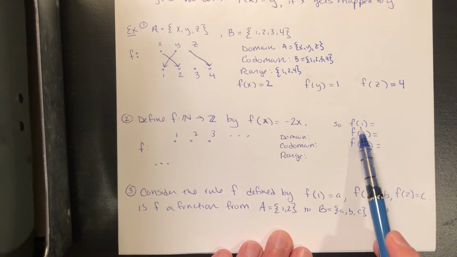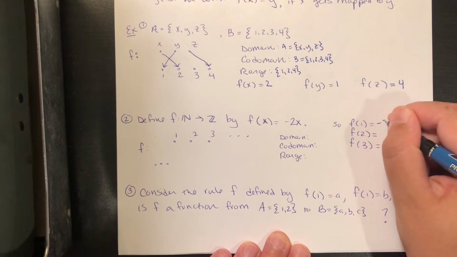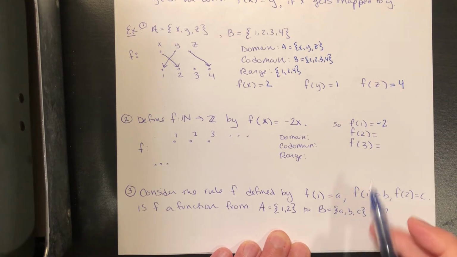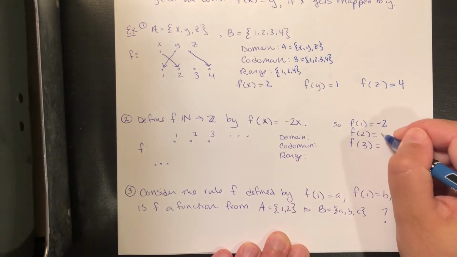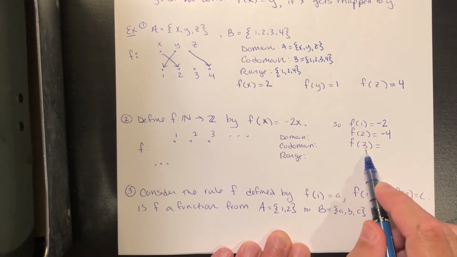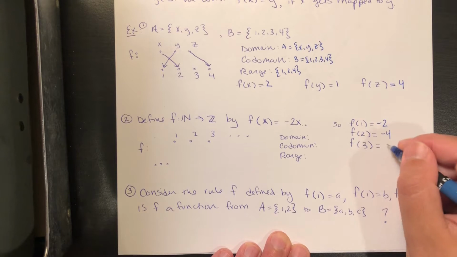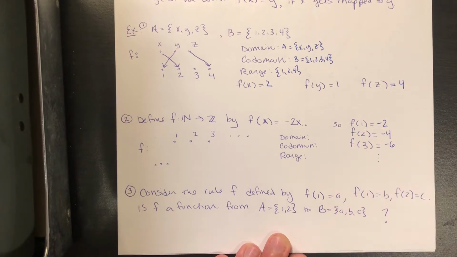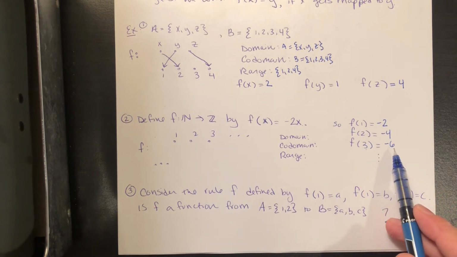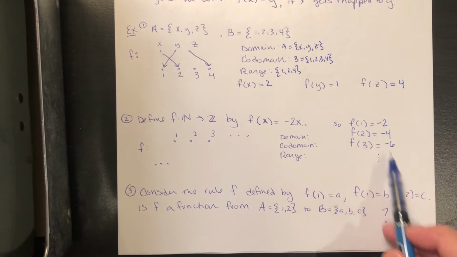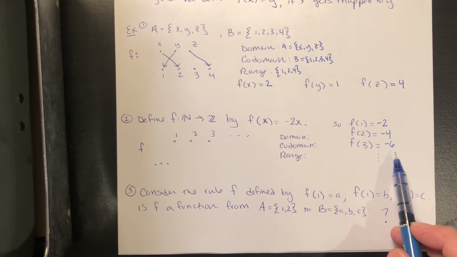So if I start with the input 1, the output's going to be negative 2 times 1, which is negative 2. If I start with an input of 2, the output's going to be negative 2 times 2, or negative 4. If my input is 3, my output's negative 2 times 3, so it's negative 6, etc. So we see what we end up getting here. Anytime we input a natural number, we output negative 2 times that number, so we end up with all these negative even integers as our outputs.